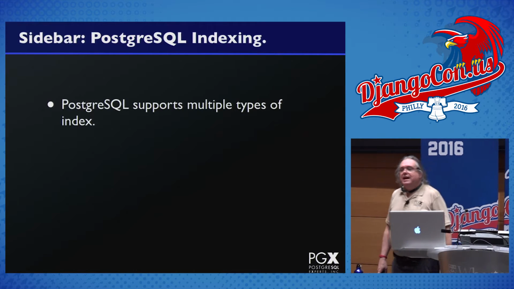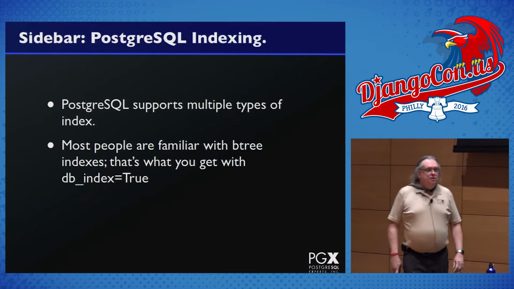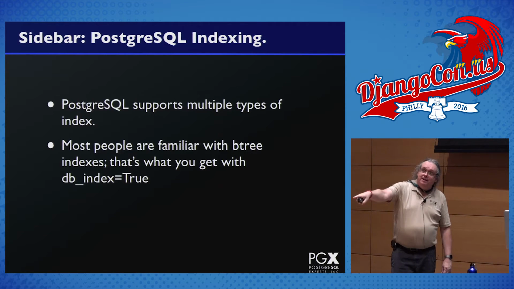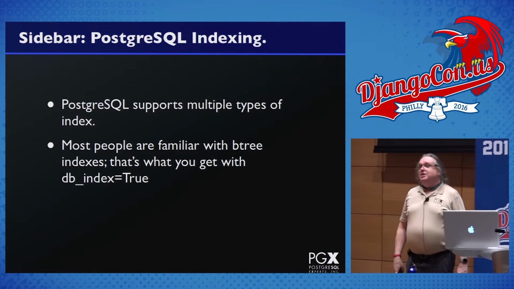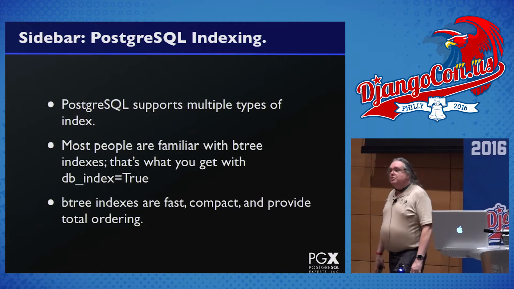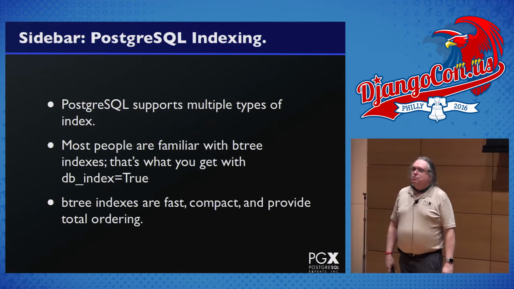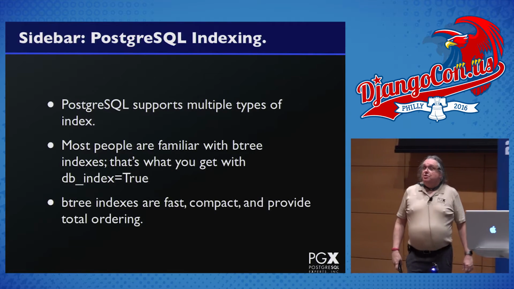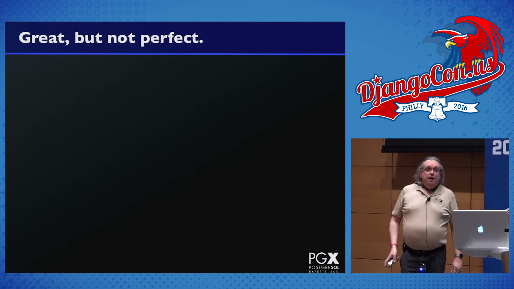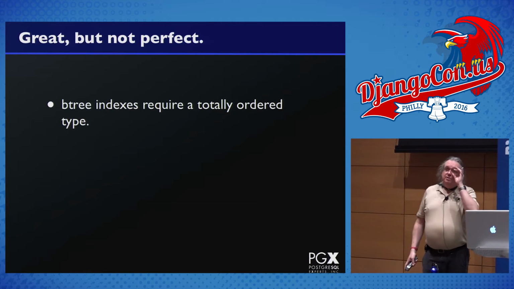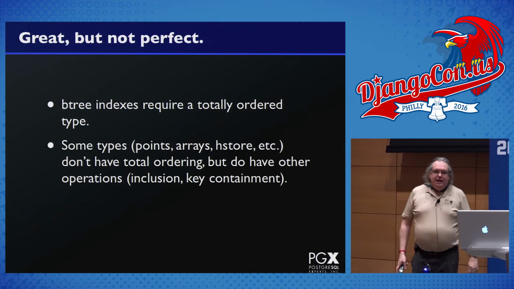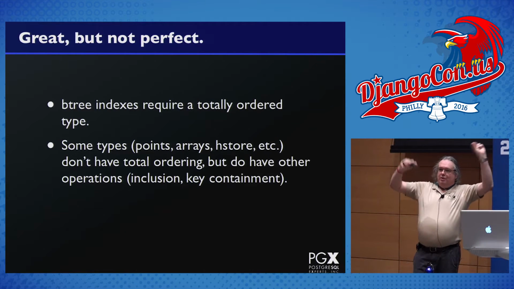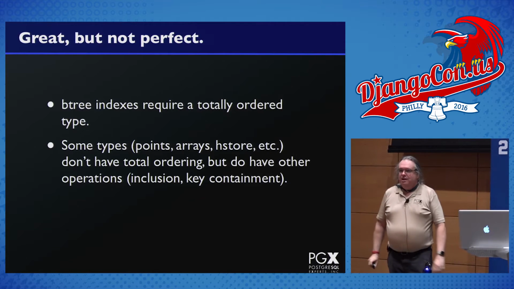So Postgres has lots of index types. Most people are only familiar with btree indexes because if you say db index equals true, which everyone does too much, stop it, then what you get is a basic btree index. Btrees are nice. Interestingly enough, no one actually knows why they're called btrees. They're like balanced or Boeing or something like that. But they're kind of like a really good solution to the problem. They're fast, they're compact, and they provide total ordering. But they're not perfect because, first of all, btree indexes require a totally ordered type. And for points, arrays, and HStore, total ordering doesn't make sense. I mean, two points, which one's greater than this point? You can make something up, but there's no intrinsic meaning to that.